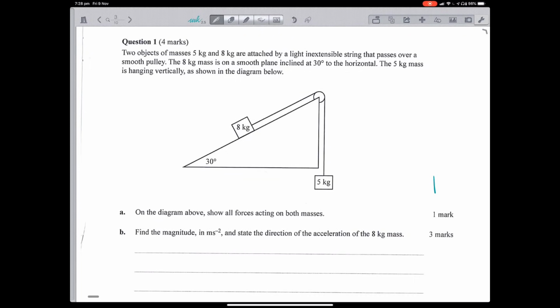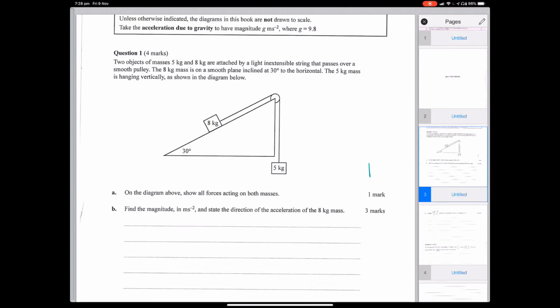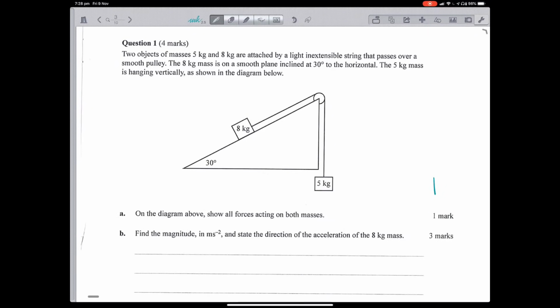Okay, two objects of mass 5 kilos and 8 kilos are attached by a light inextensible string that passes over a smooth pulley. So no bearing on the question at all, because we have no friction. So we've got a normal force, we have got a 5G force downwards, vertically down, we have got an 8G force, and we have got tension in the string. That's it. We don't have friction.